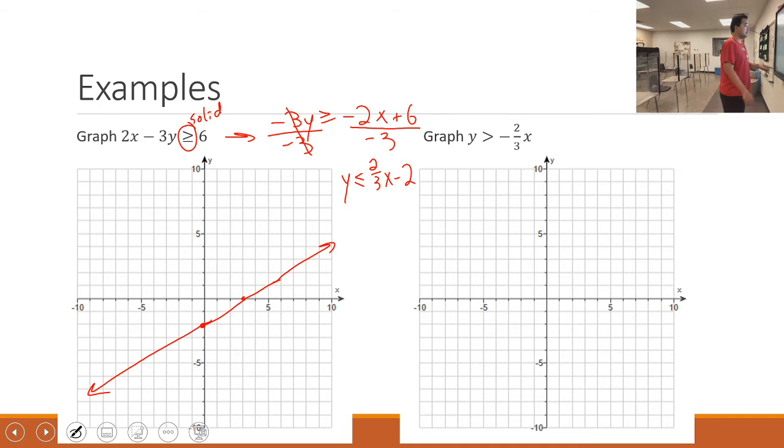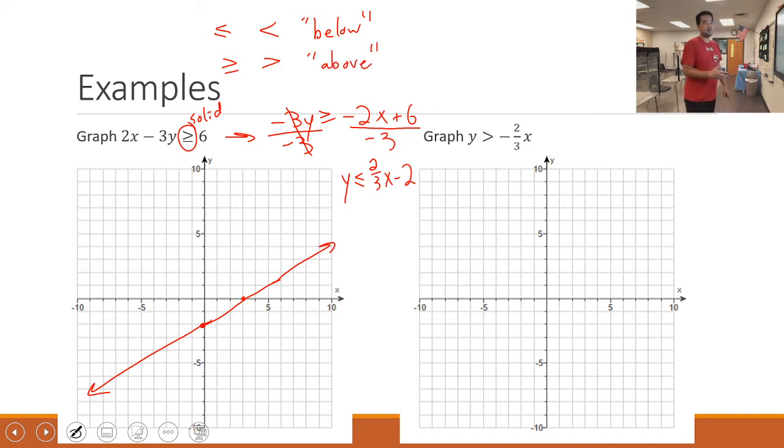Now, some of your algebra teachers probably taught you that less than means below and greater than means above. But this isn't super reliable, mostly due to the fact that depending on if you have something that has a really, really steep slope, or depending on if your y is on the right-hand side of the equation, this all gets kind of thrown out the window.